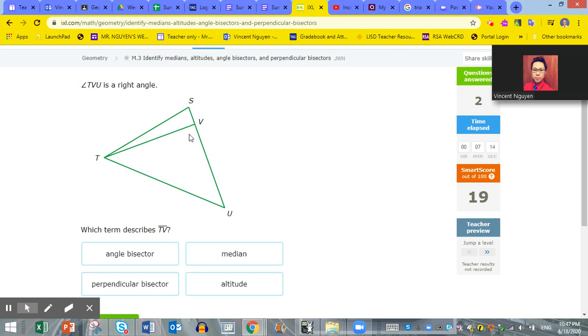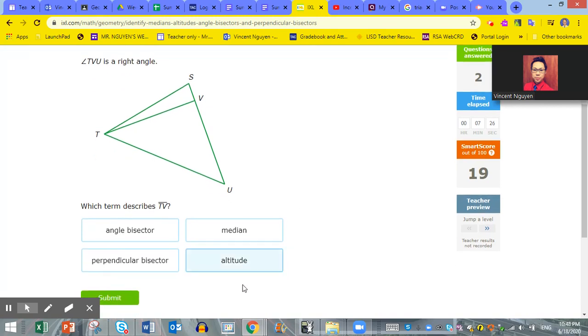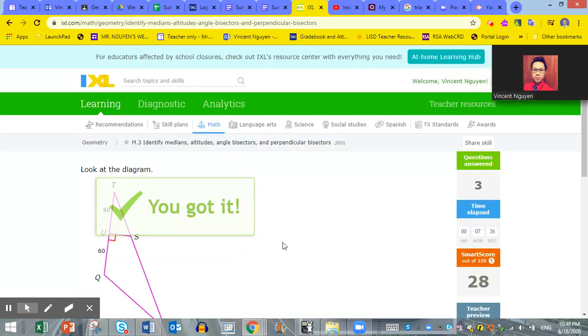No, it's not a perpendicular bisector. It's actually an altitude. An altitude is a segment that goes from the vertex to the opposite side at a 90-degree angle. So I'm going to say this is an altitude, okay? Not a perpendicular bisector. We're going to get to that, and I'm going to explain it in just a second. I almost made that mistake. All right, submit. There we go.